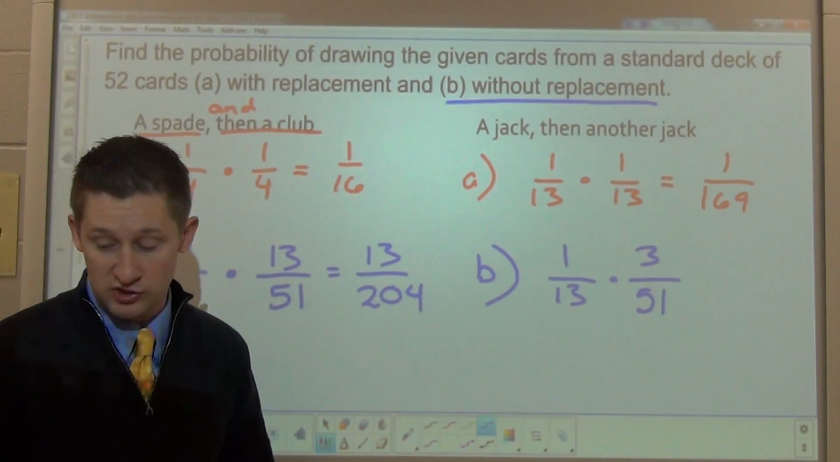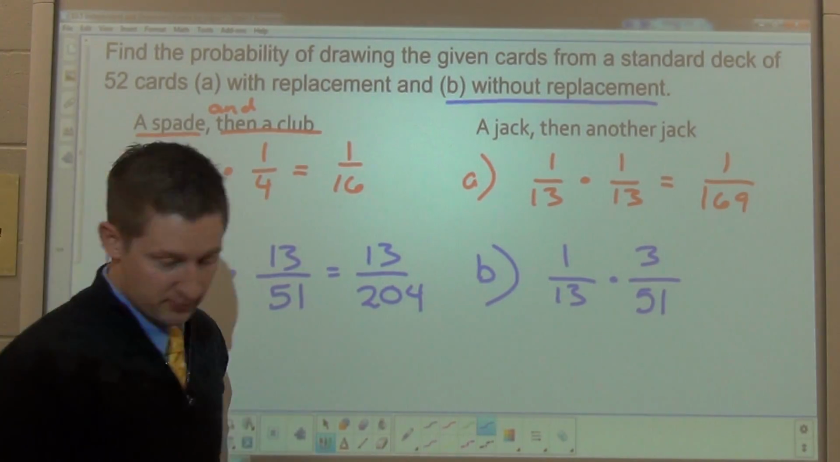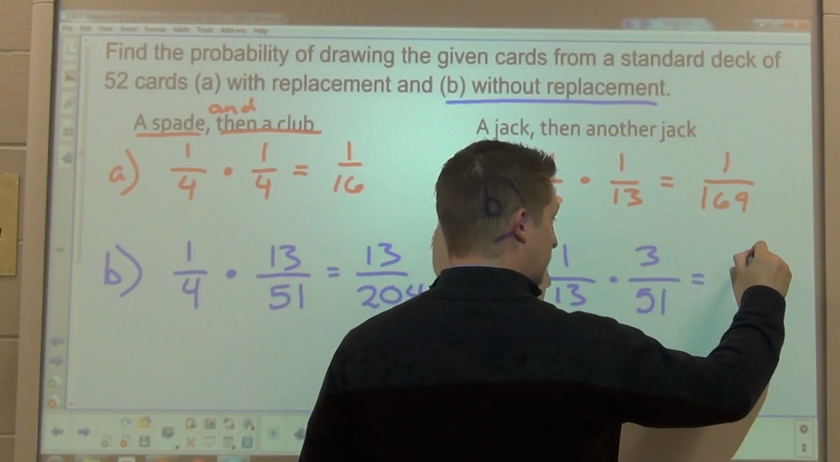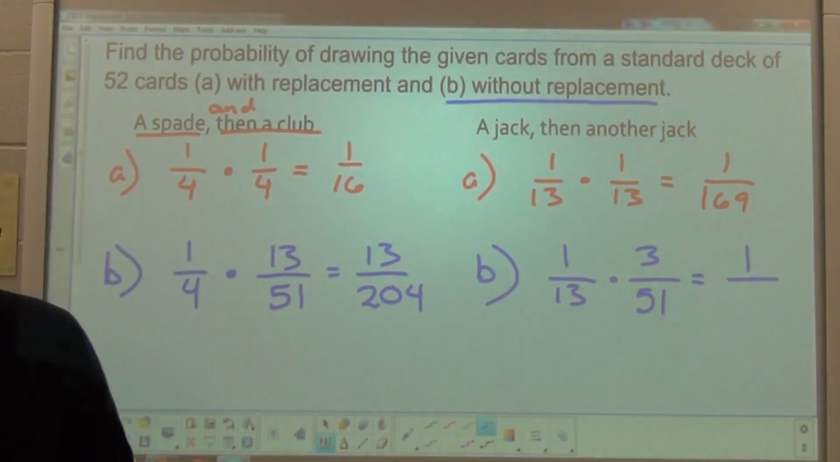And when I multiply these two fractions together, I end up with a fraction that can be reduced. Sorry, I'm doing this quick because I have it written down.